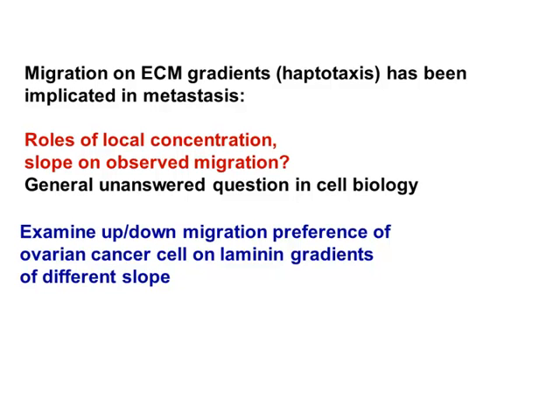Recently, we started thinking about making gradients because haptotaxis has certainly been implicated in terms of metastasis. Also, just in terms of general cell biology, I think it's an outstanding question: in haptotaxis, are cells responding to local concentrations, or are they responding to the slope? So what we're going to do is use the same technology to make some linear gradients, and examine the up-down preference of those different cell lines.